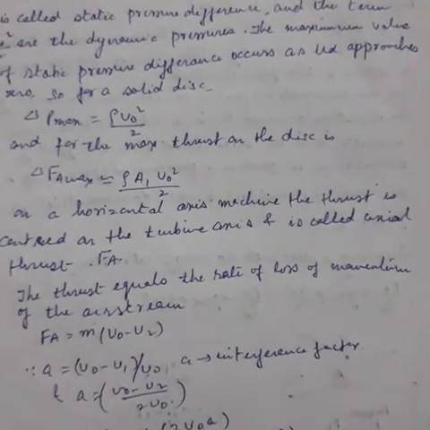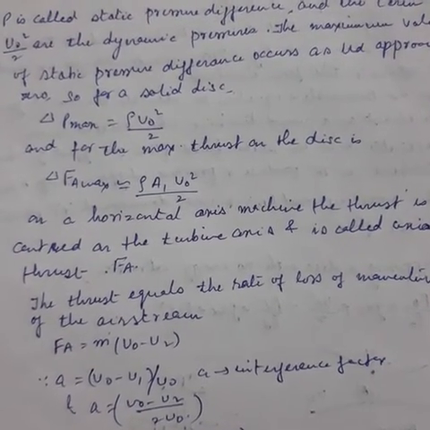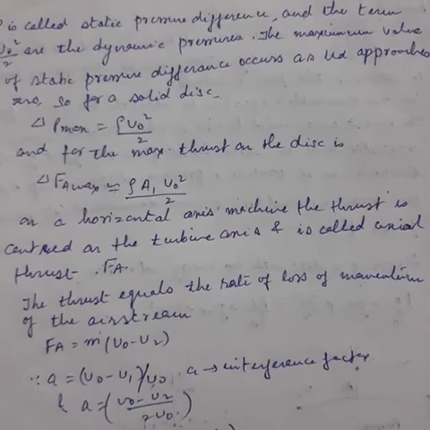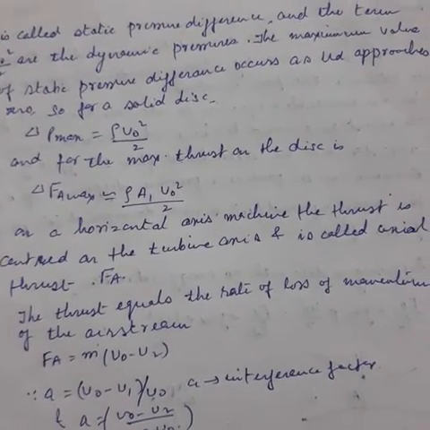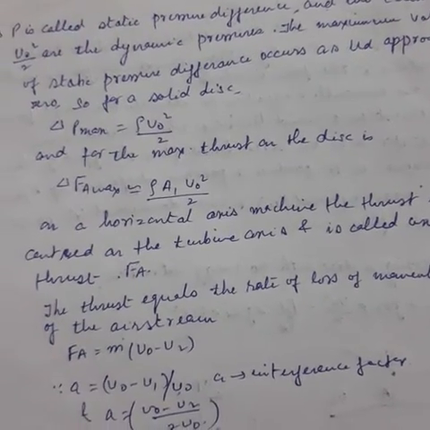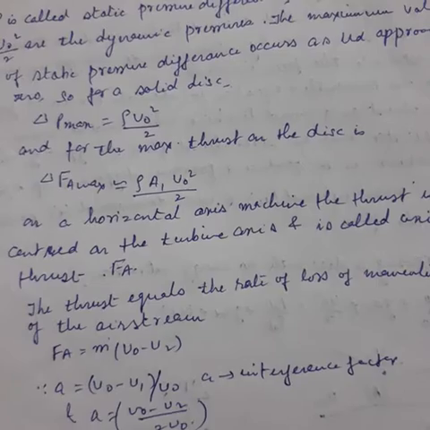On a horizontal axis machine, the thrust is concentrated on the turbine axis and is called axial thrust FA. It means that for wind machines, there are two types: vertical axis wind turbine and horizontal axis wind turbine.